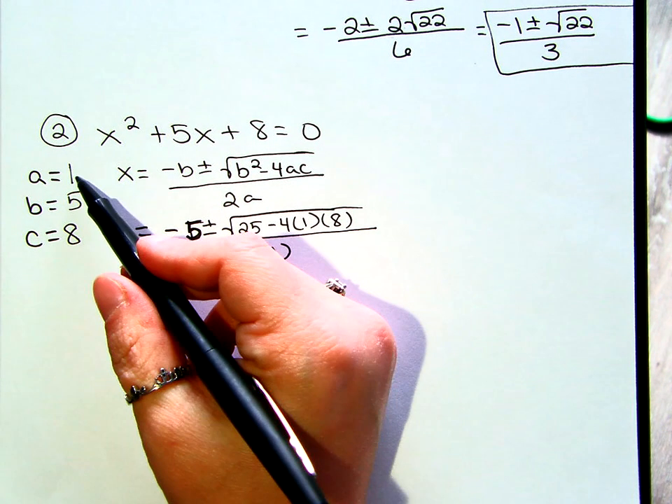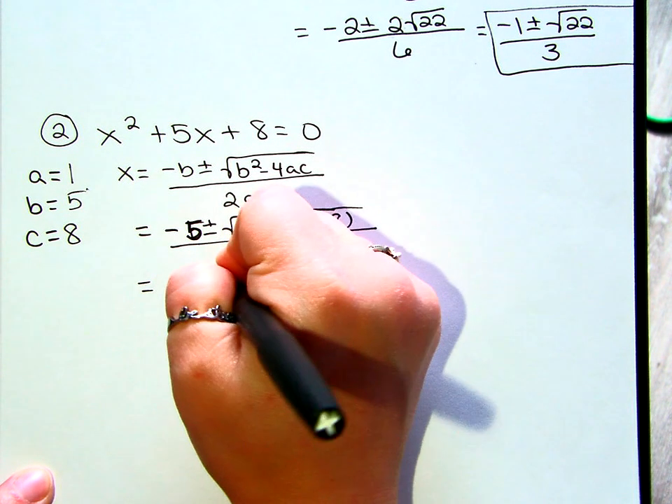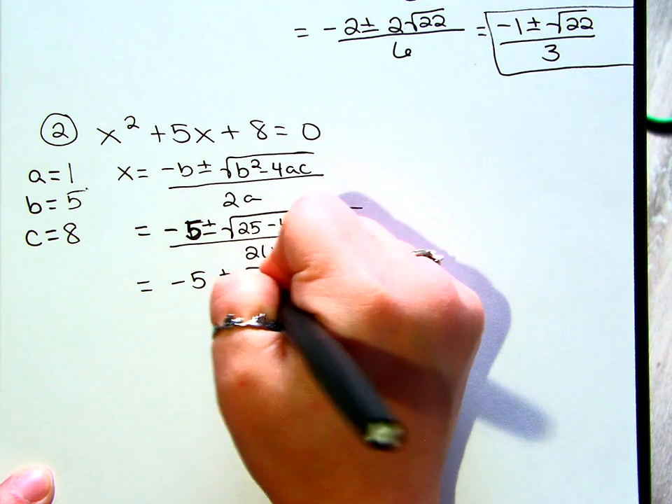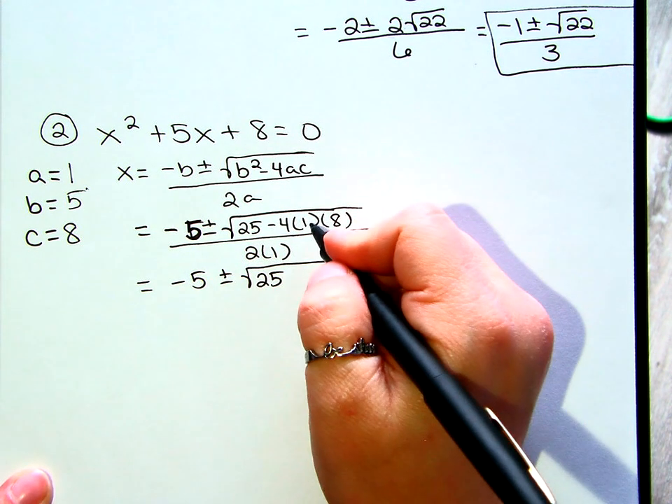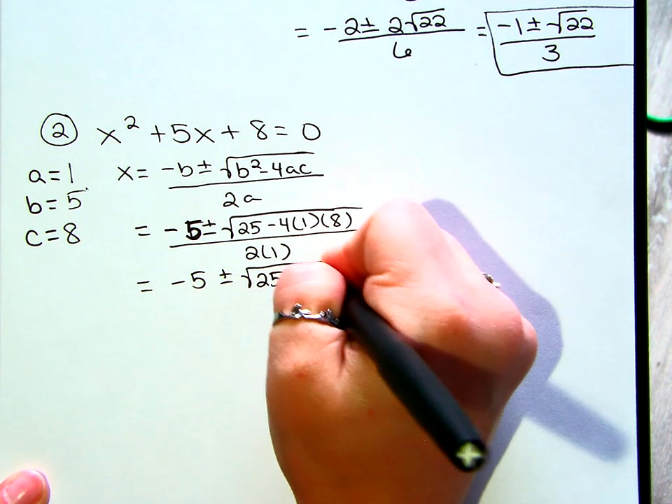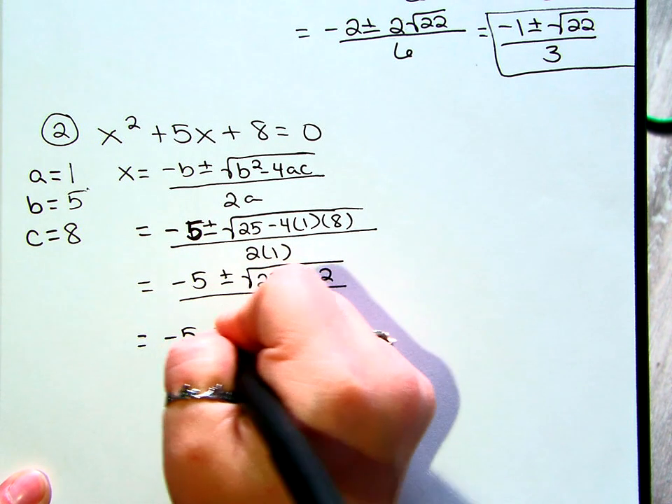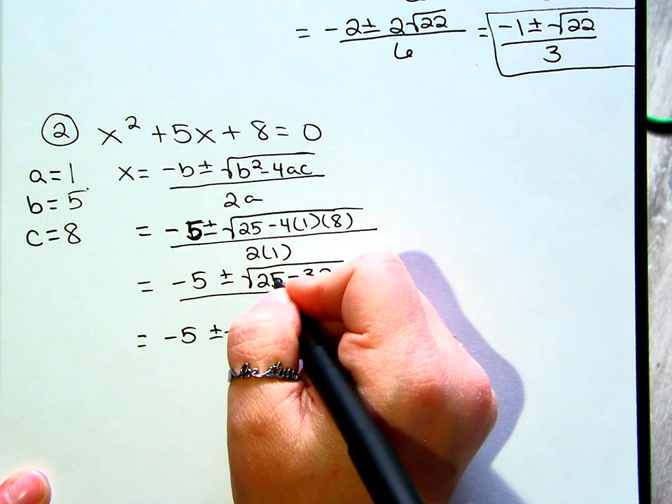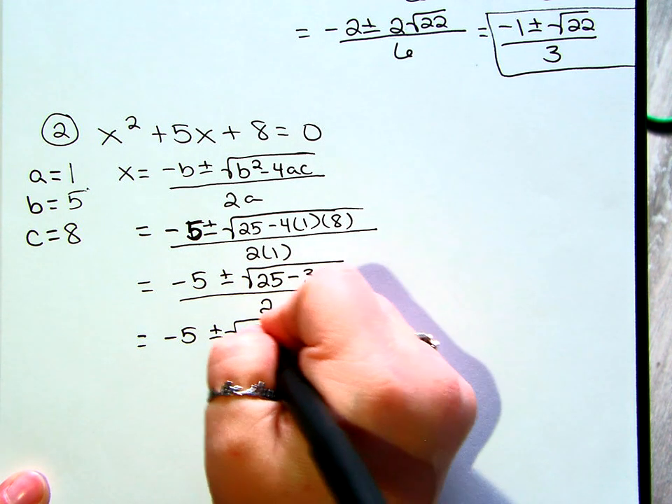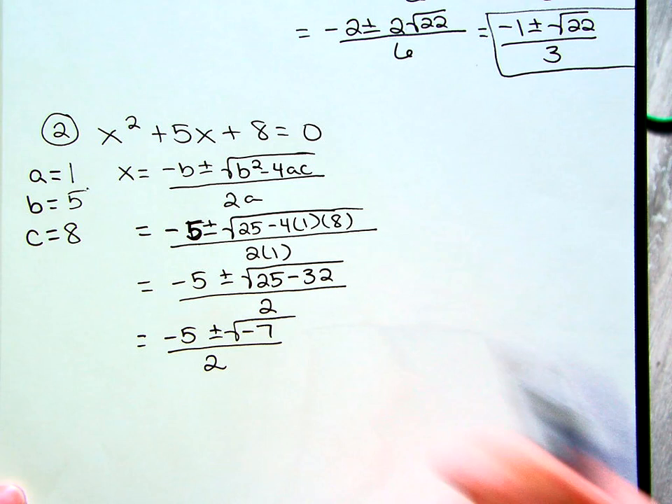So -5 plus or minus square root of 25 minus 4 times 1 is -4 times 8 is a -32, all over 2. -5 plus or minus the square root of 25 minus 32 is a -7. And you might look at that and be like, wait a minute, there's a negative under that radical. And you would be correct. But we learned in 3.1 how to handle those.